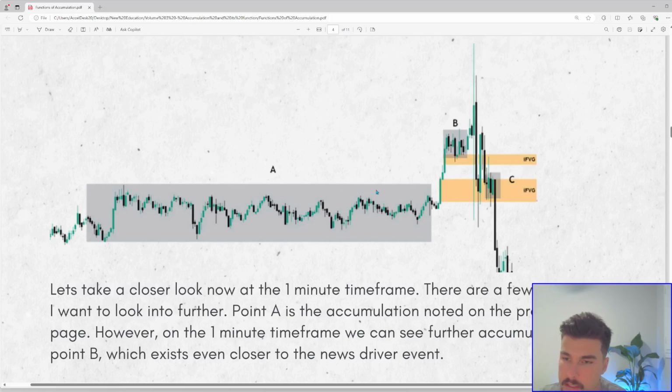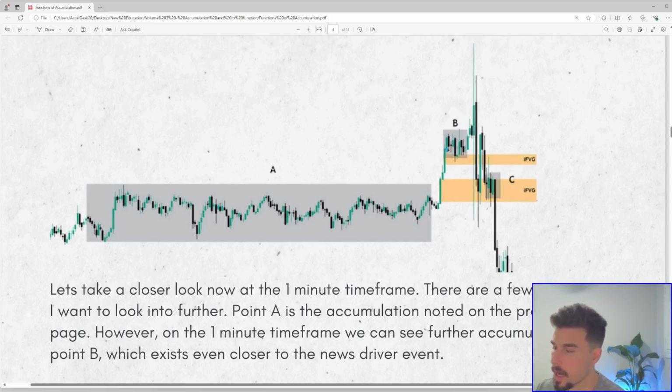So this accumulation is prior to the news event, probably about 2 to 3 minutes before. We accumulate, we manipulate, and then we distribute. Accumulation A is the indecision in the market hours leading up to the red folder news event. The same kind of thing can happen with NFP, CPI, and PPI.